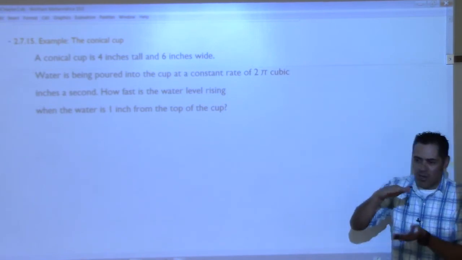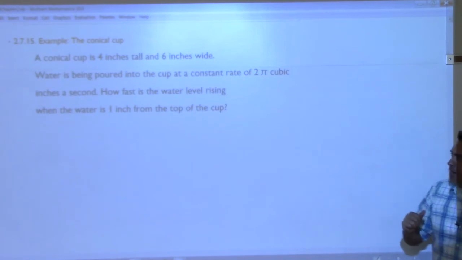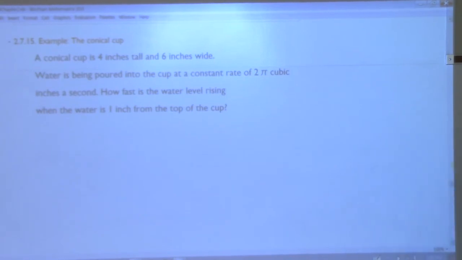It's 4 inches tall, 6 inches wide, and we're pouring water into it at a constant rate. How fast is the water level rising when the water is 1 inch from the top of the cup? So let's look at the picture of this first.